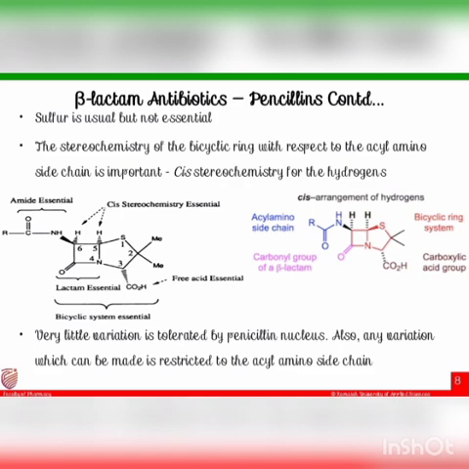Now on the screen we can see some structures of penicillin, in which the amide is essential, cis stereochemistry is essential, the lactam is essential, and the free acid is also essential. Very little variation is tolerated by the penicillin nucleus. Also, any variation which can be made is restricted to the acyl amino side chain.